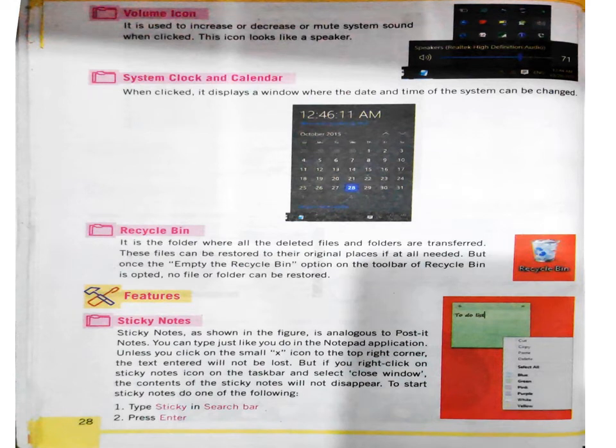Now, the volume icon. The volume icon is used for increasing or decreasing the sound coming from your system. This icon looks like a speaker, and it is present in the taskbar. When you click on it, you can see a line, and you slide the mouse right or left along that line. If you slide the mouse to the right, the volume will increase, and if you slide it to the left, it will decrease your speaker volume.